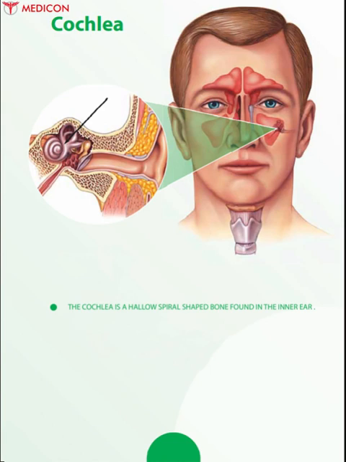Cochlea. The cochlea is a hollow, spiral-shaped bone found in the inner ear that plays a key role in the sense of hearing and participates in the process of auditory transduction.